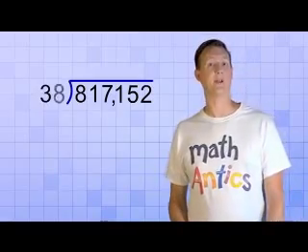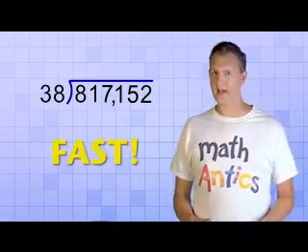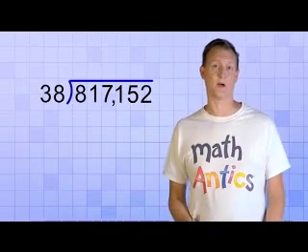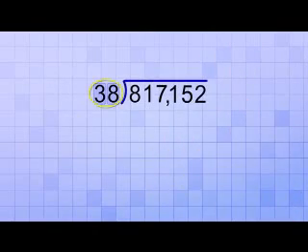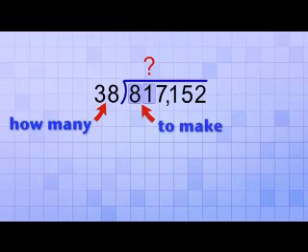817,152 divided by 38. I'm going to work through this kind of fast, so you may want to rewatch it a couple times if you have trouble following it. Since we have a two-digit divisor, we start with the first two digits of the dividend and ask, how many 38s will it take to make 81?